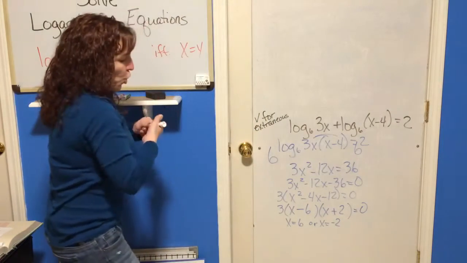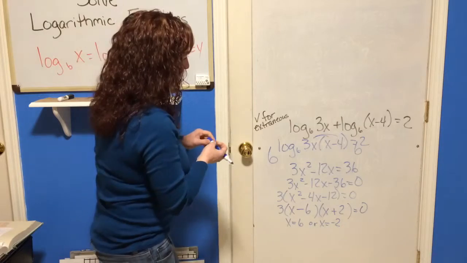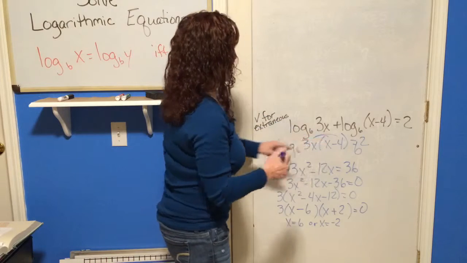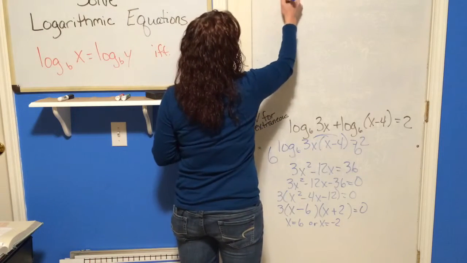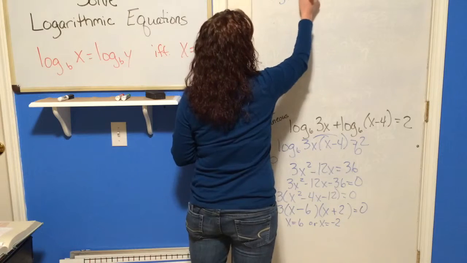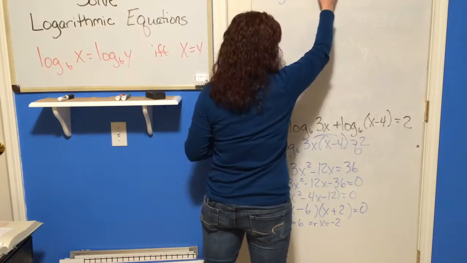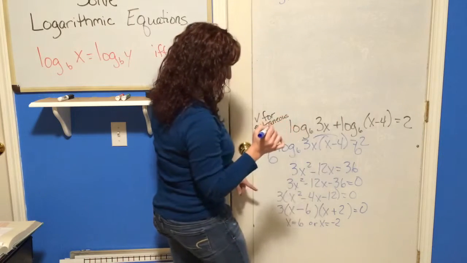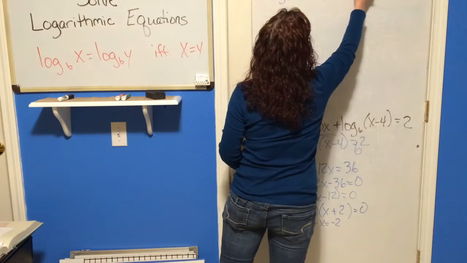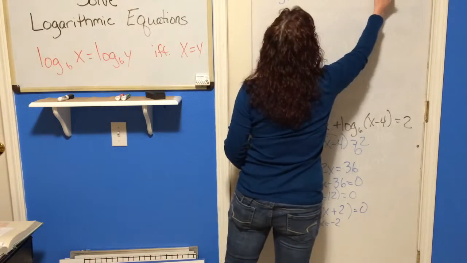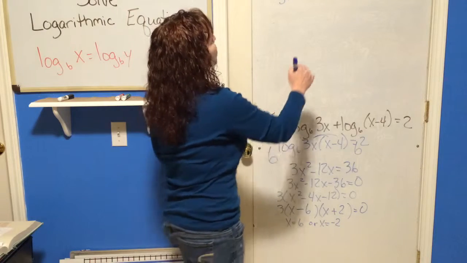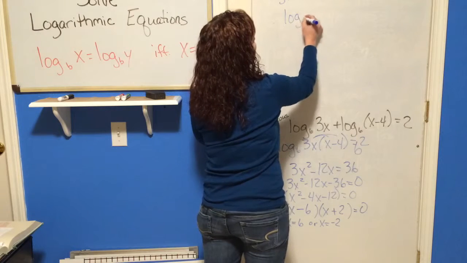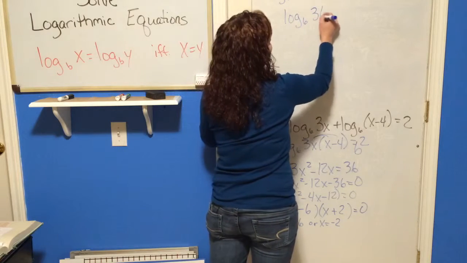Okay, so let's take the 6 and put it back in the original for x. So log base 6 of 3 times 6 is 18, plus log base 6 of 6 minus 4 is 2. And all of that we want to equal 2. So we're going to take 18 times 2 is 36. Log base 6 of 36 equals 2.